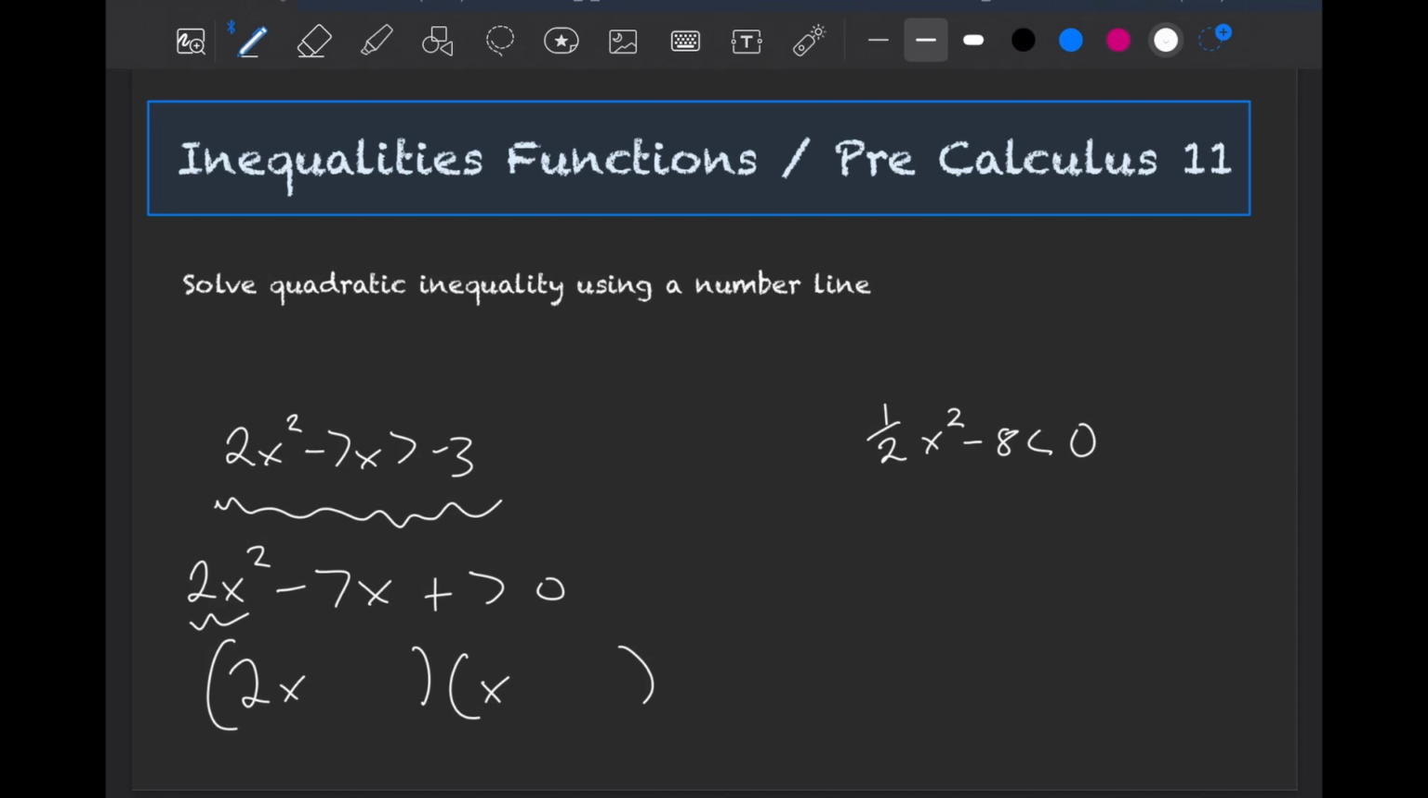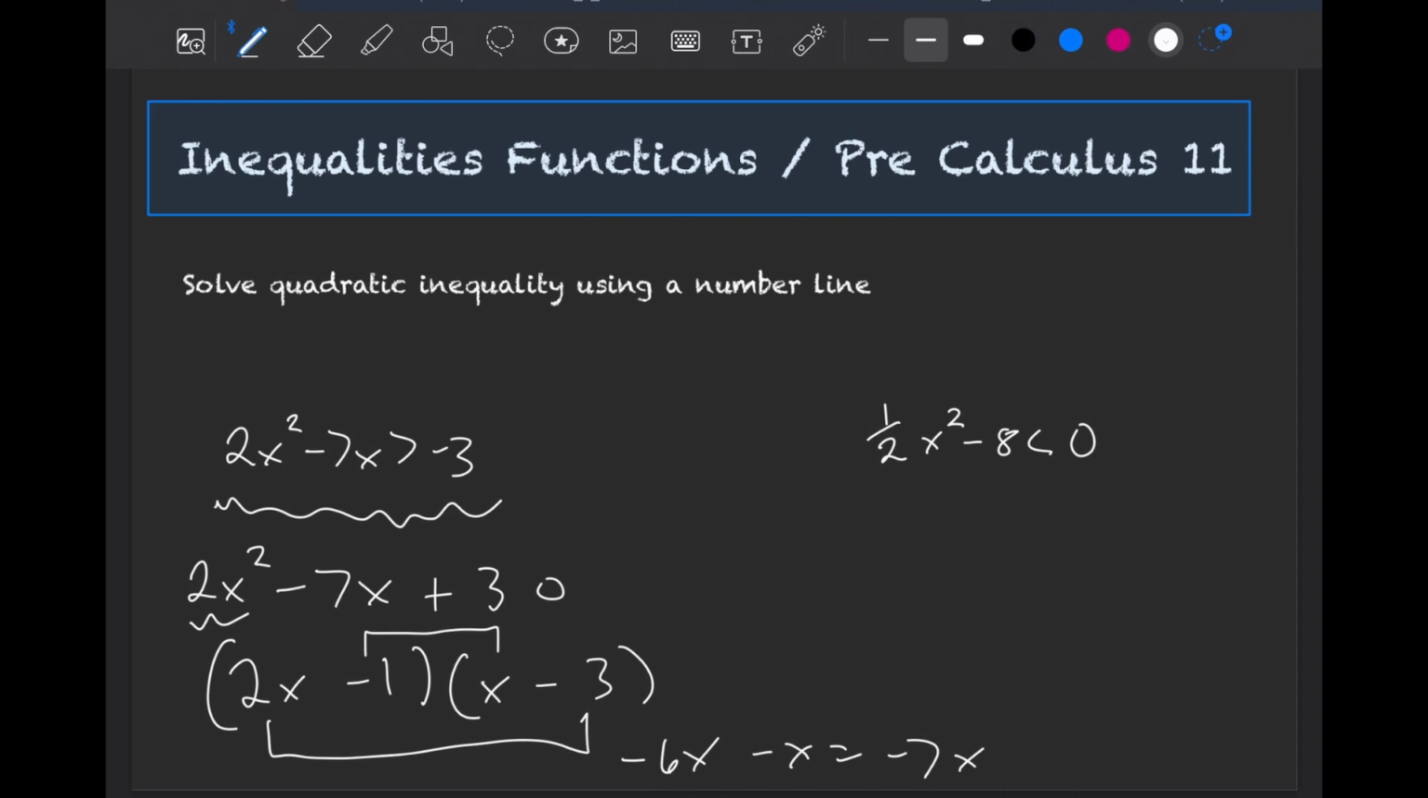And then what I'm going to do is try numbers that multiply together to get, or no, this should be plus 3, multiply to get plus 3 and then add to minus 7. So let's try. I think it should be minus 1 and then minus 3. Because minus 3 times 2x will give us minus 6x, and then minus 1 times x will give us minus x, which add up together to get the middle term, minus 7x. So now, that's our factored form.